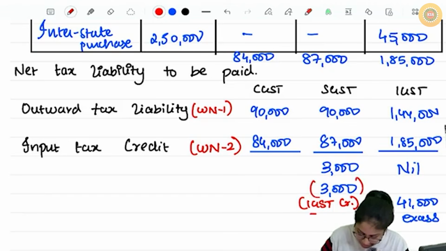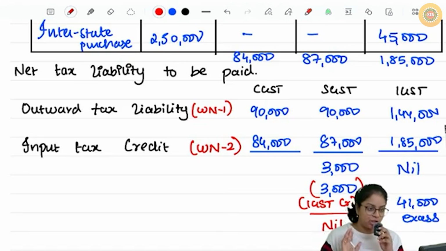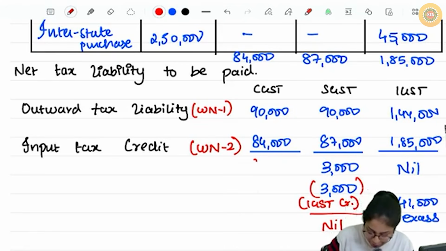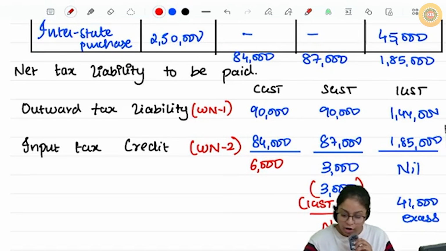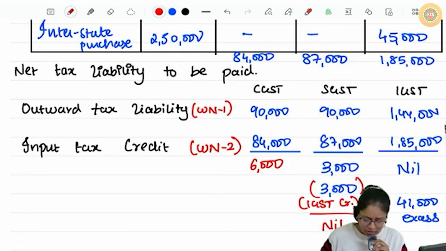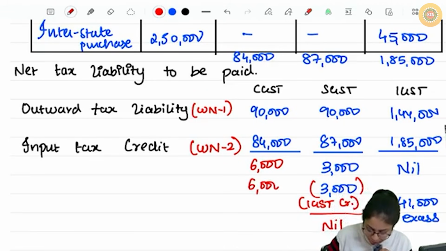So here now it is nil. Next is 6,000. I have 90,000 already. 84,000 I can use the CGST ITC itself. So I have 6,000 that I'll have to pay in cash. But no worries. I had 41,000 in IGST, out of which I've already used 3,000. So I have 38,000. I can use 6,000 more. So here also it will be nil.